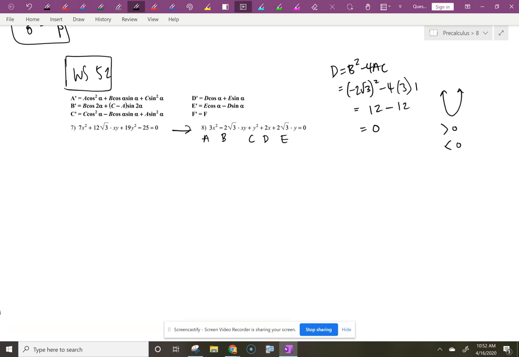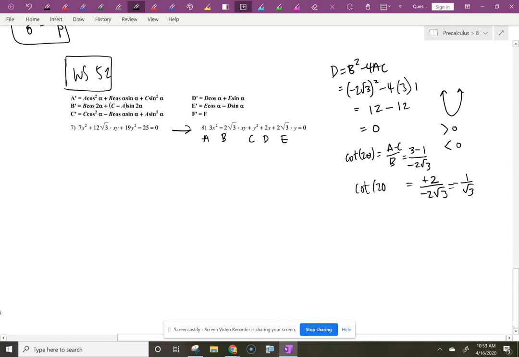So let's see. Angle of rotation then. Angle of rotation: cotangent of 2 theta is equal to A minus C over B. So A minus C is 3 minus 1, over negative 2 roots of 3, which is positive 2 over negative 2 roots of 3, which is 1 over root 3, negative, right? So the cotangent of 2 theta is equal to negative 1 over root 3.